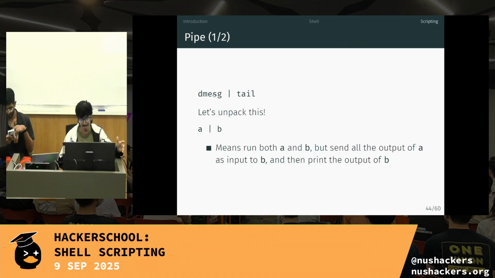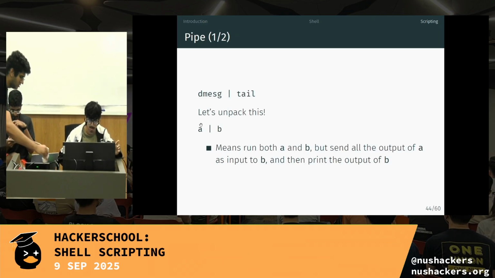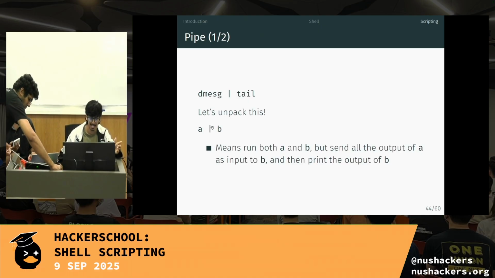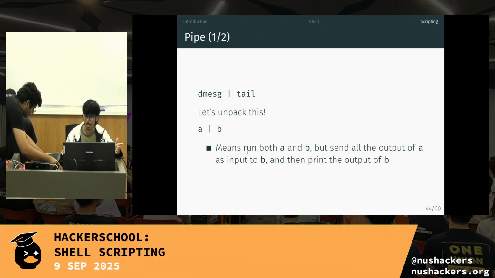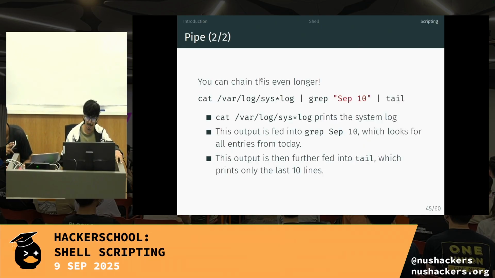So, this is one example. Ignore what the commands themselves do for now. The interesting thing is this straight line operator, which is called a pipe. Looking at the example here, A pipe B means run both A and B, but send all the output of A as input to B, and then print the output of B. You can chain this as long as you want.